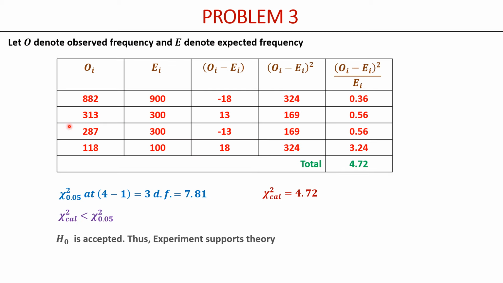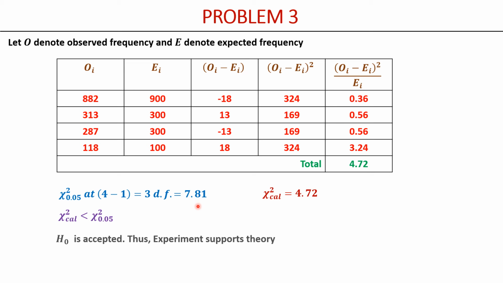So you see, we have the observed values. We have written down the expected values in the same order. We have taken the difference, squared them, divided each of them by the respective E i, and the total we get is 4.72. We have total number of values as 4, the degrees of freedom is 3, and from the table we note that it is 7.81.